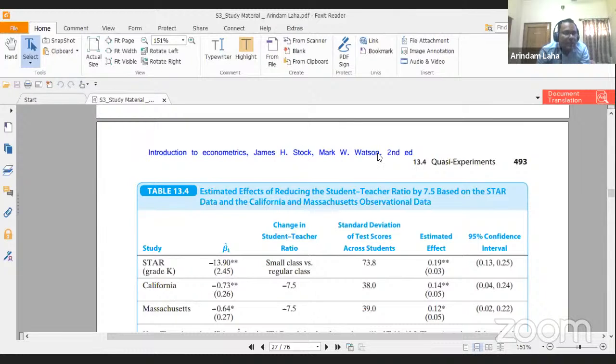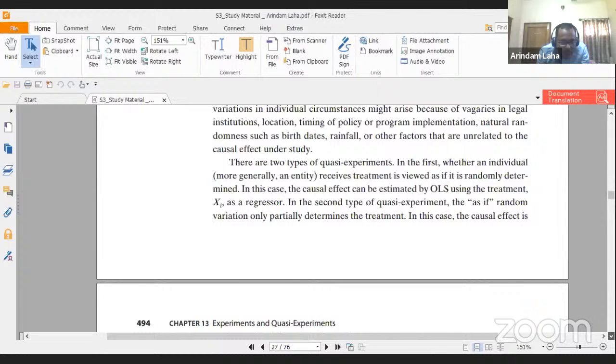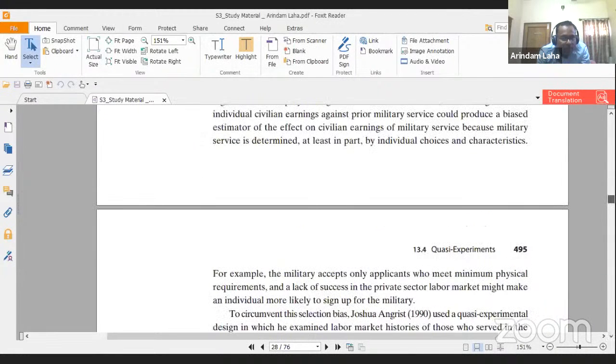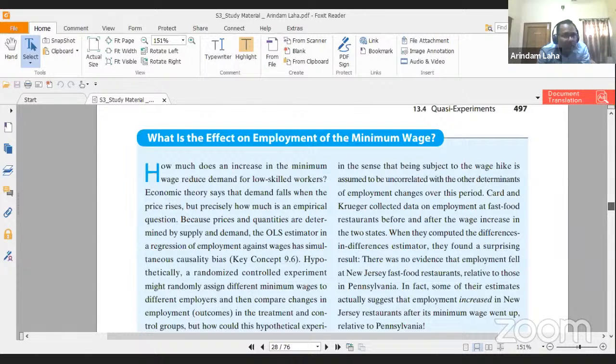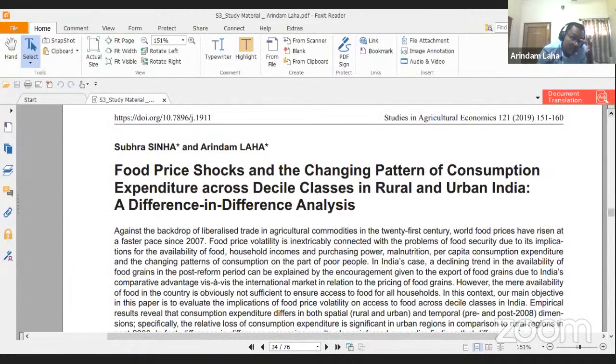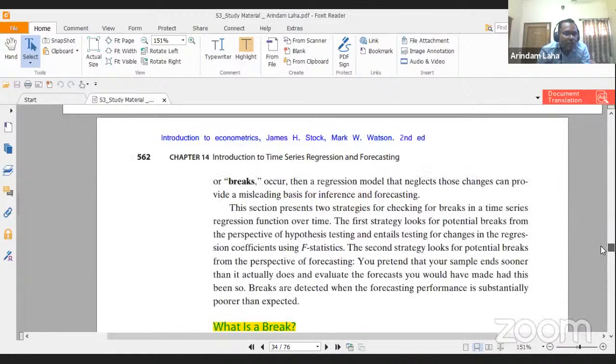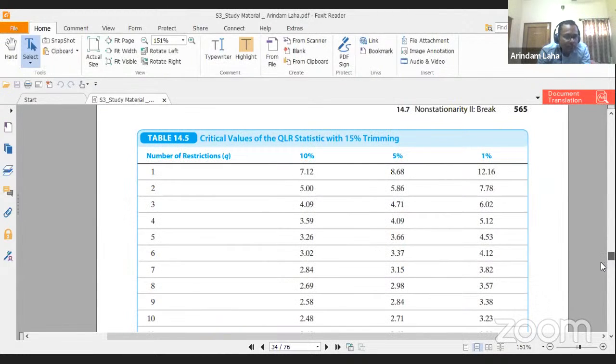Similarly, I have given you the Stock and Watson book, with the selected topic, that is difference in difference. Then I have given my paper, a joint paper we wrote, published in Studies in Agricultural Economics. And then Stock and Watson on structural break, whatever structural break I have discussed.